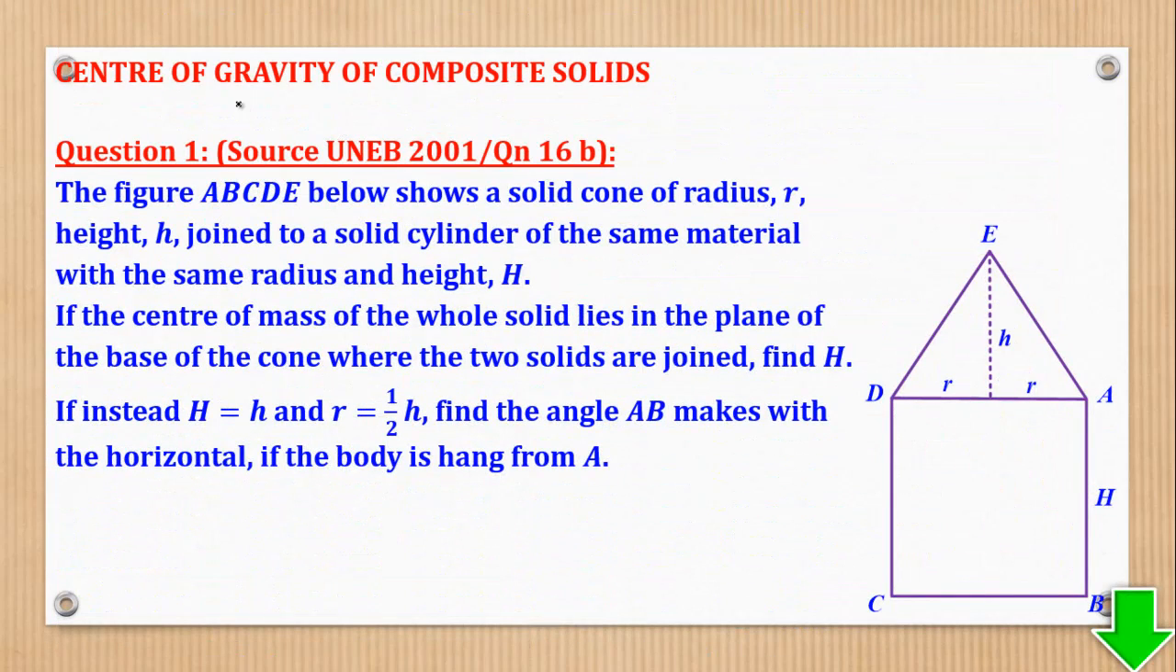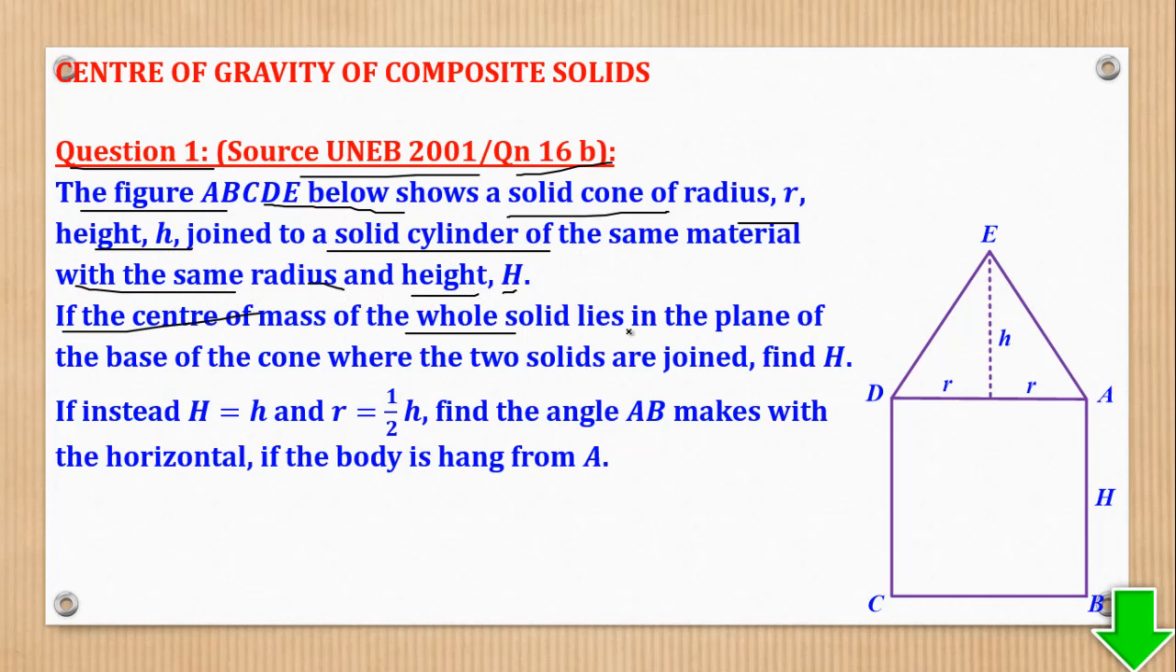So now we shall go to center of gravity of composite solids. Question 1 came from UNEB 2001 paper 2 question 16b, and it says the figure ABCDE below shows a solid cone of radius r, height h, joined to a solid cylinder of the same material with the same radius and height h. If the center of mass of the whole solid lies in the plane of the base of the cone where the two solids are joined, find h.